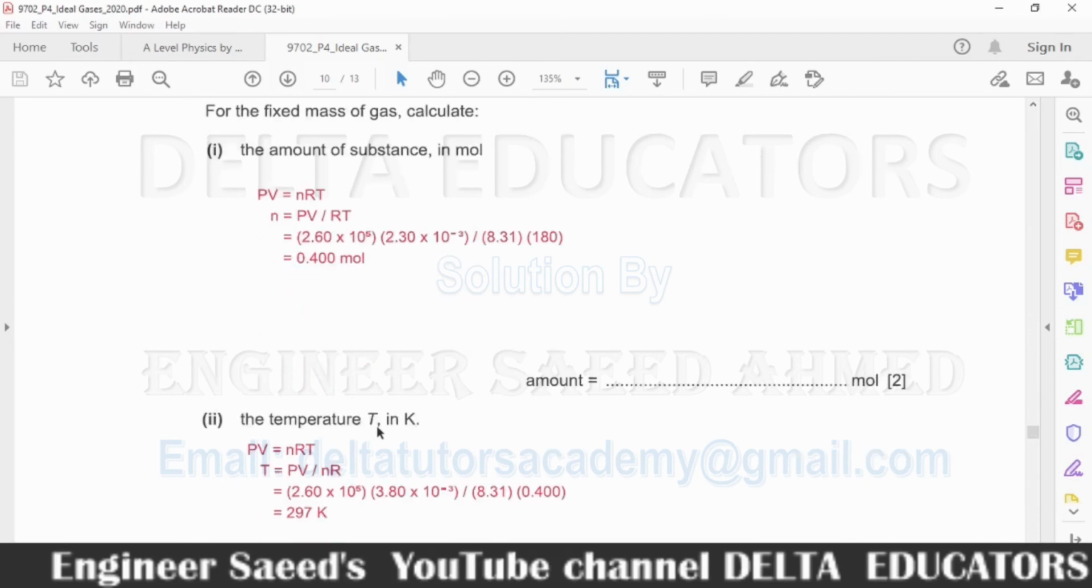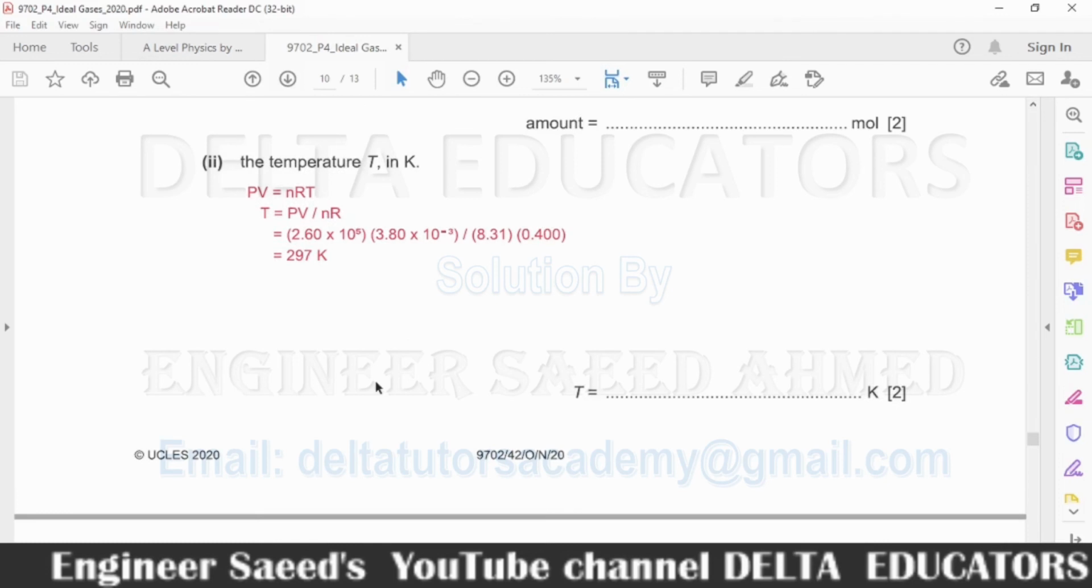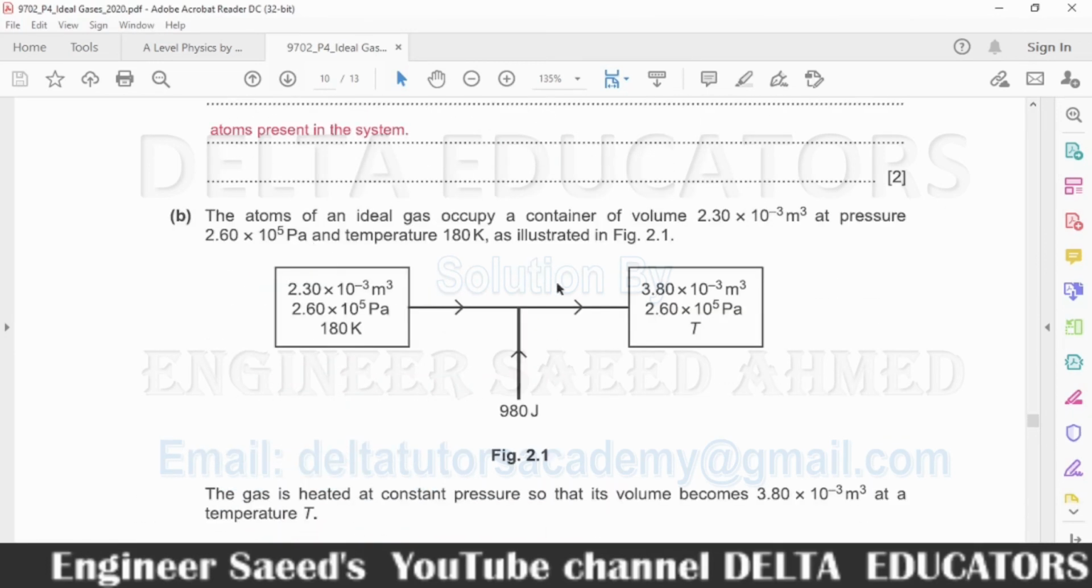Second part, the temperature T in Kelvin. To find the temperature T, we will use the same formula PV = nRT. Now we have to find the value of temperature, so T will be equal to PV over nR. Here we have to substitute numeric values. Pressure is given, 2.6 × 10^5.